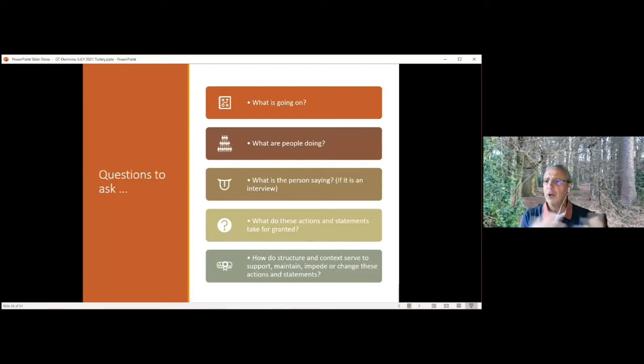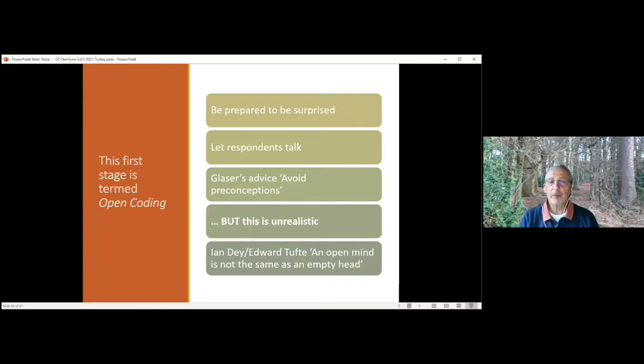How to structure and context. We're in a social setting here. What's going on? So these are very general questions that they were saying to do. And in this open coding, they were actually saying to people, be prepared to be surprised.